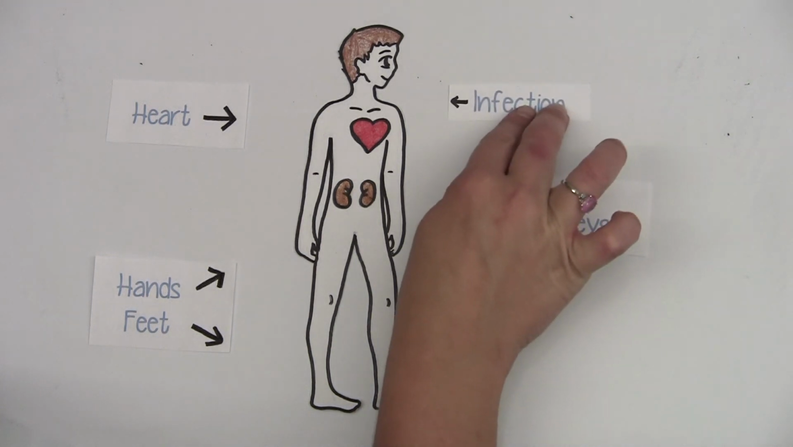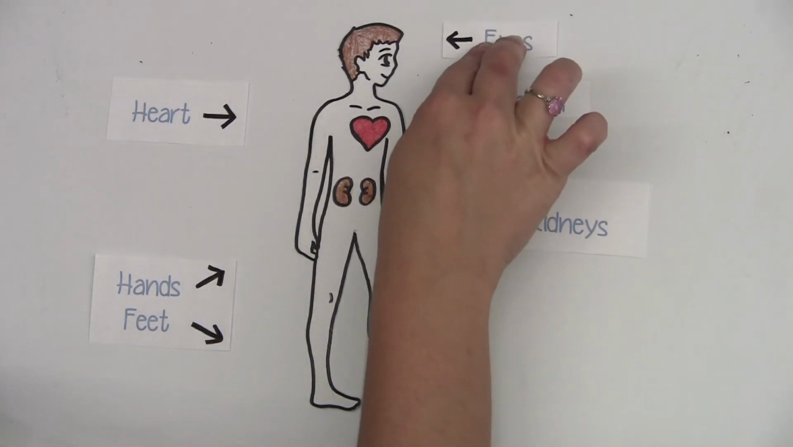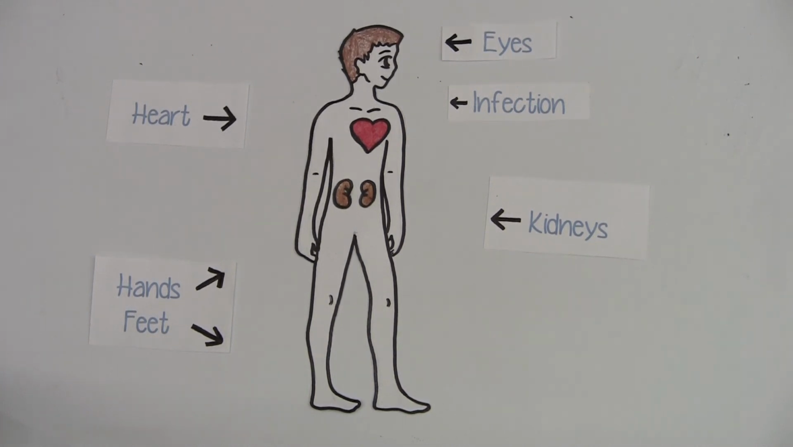Infection. Diabetes patients often get infections in their gums and teeth, as well as other places in the body. The eyes. Patients with diabetes may also experience eye problems. The glucose can travel to the eyes and accumulate there, causing blurred vision, or in severe cases, cataract, glaucoma, or even blindness.